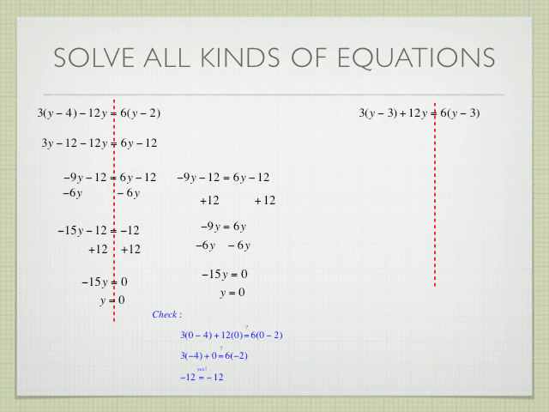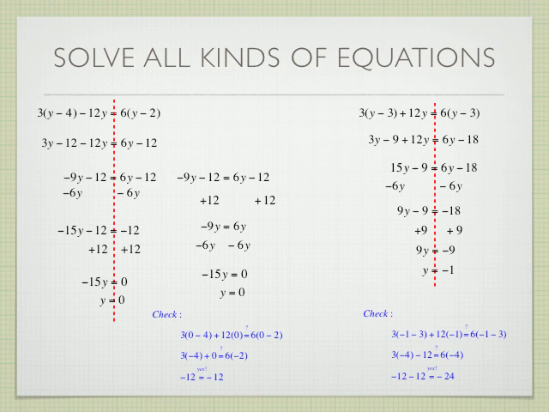Okay, the next problem. All right, so we distribute, combine like terms. So now I have 15y minus 9 equals 6y minus 18. Subtract 6y and add 9. So we have 9y equals minus 9. Y is equal to minus 1. Plug it in and it works. So my answer is y equals negative 1.